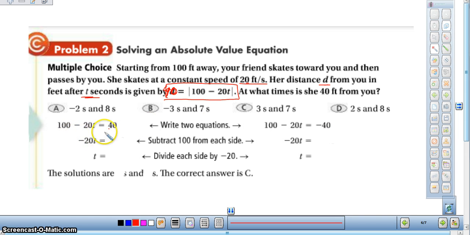What do we do to solve it once we have 40 and we've gotten rid of our absolute value? We're going to subtract 100 from both sides. That gives us negative 60 and negative 140. Once we've done that, our next step is to divide both sides by negative 20. That gives us 3 and 7. So we would say, at what time is she 40 feet from you? At 3 seconds and at 7 seconds. So our choice would be C.